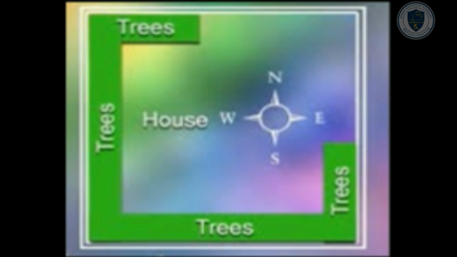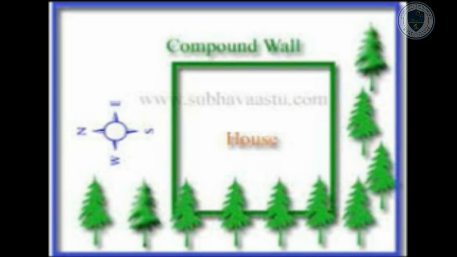Surroundings of our house as per Vastu. To maintain the original balanced state of energy fields, no big trees should be planted in the north, northeast, and east zones. Rather, they can be planted in the south, southwest, and west zones.